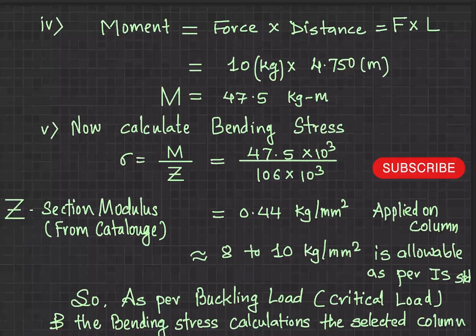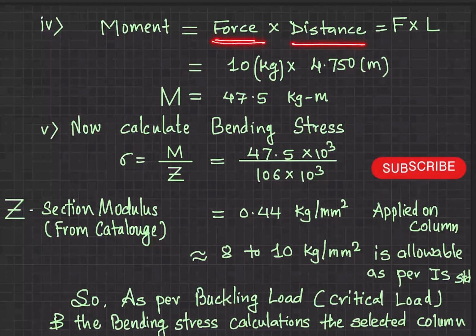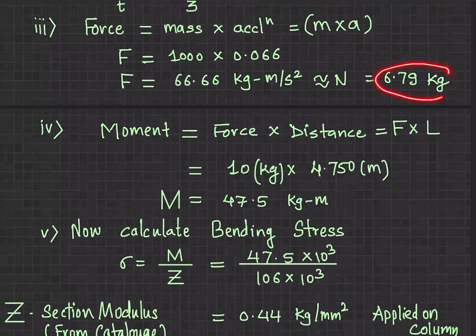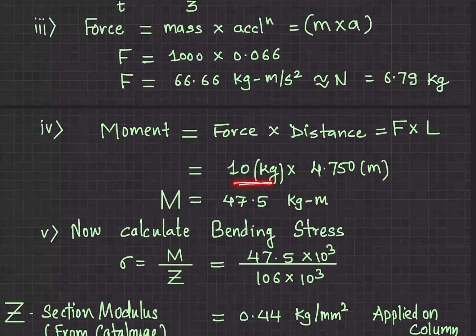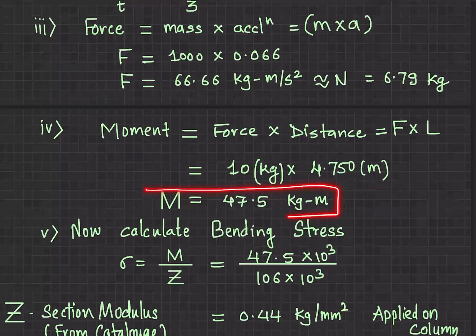Now we will calculate the moment on the column. So moment on the column can be calculated by force into distance, which is F into L. F is nothing but 10 kg. We have just rounded up this figure, 10 kg, and 4.750 meters is the length of the column, which is given in the figure. So moment M is equal to 47.5 kg meter.